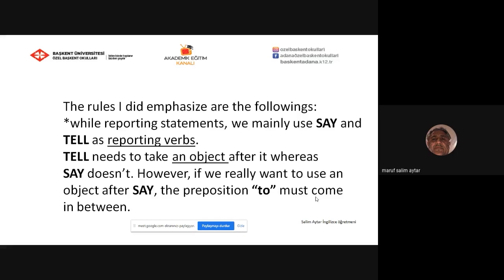While reporting statements, we mainly use say and tell as reporting verbs. Tell needs to take an object after it, whereas say doesn't necessarily. However, if you really want to use an object after say, the preposition to must come in between.